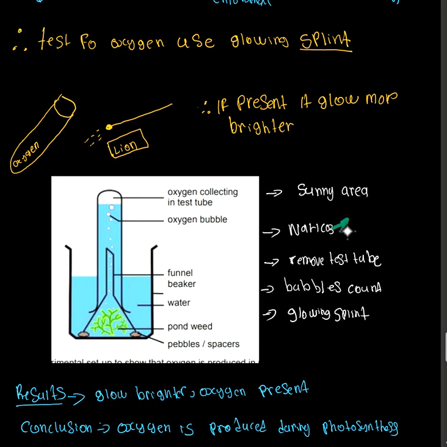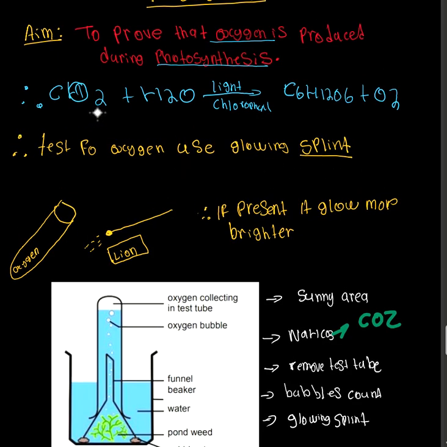What is the importance of this sodium bicarbonate? Remember, sodium bicarbonate adds CO2. It's important because we must make sure that we have CO2. We also have the light, because it is required for the process of photosynthesis. Also the CO2 is required for photosynthesis. Sorry, I mean H2O. So we have CO2 from the sodium bicarbonate, we have H2O here, and we also have the light from the sunny area. We know that this plant has a green pigment, which is chlorophyll.